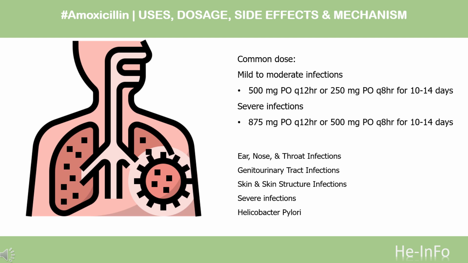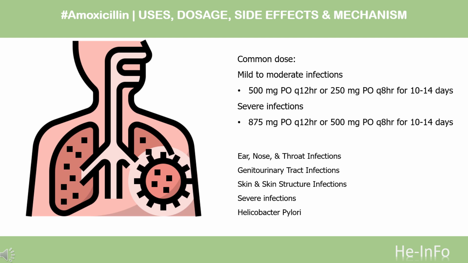Lyme disease, off-label. Erythema migrans and other symptoms of early dissemination: 500 mg PO every 8 hours, depending on size of patient, for 3 to 4 weeks. Or 50 mg per kilogram per day every 8 hours in divided doses, maximum 500 mg per dose.